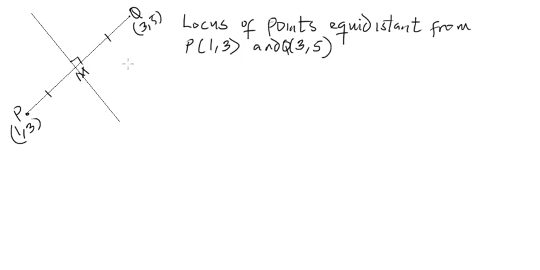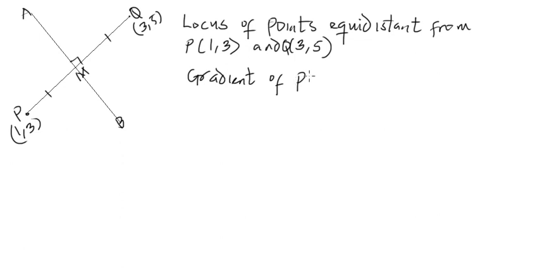They are the same. The first thing we must do here is to get the gradient of the required line. The required line is, let's say, line AB. We want to find the equation of line AB, but line AB passes through M. So first we must get the gradient of line PQ. That will help us to get the gradient of line AB. So let's find the gradient of line PQ.